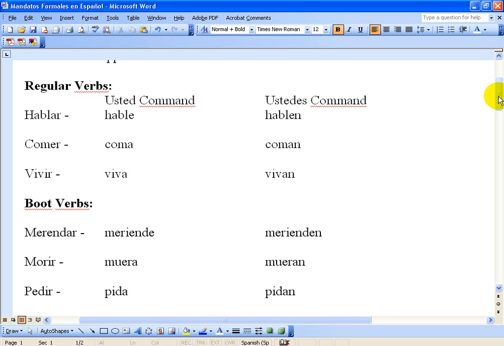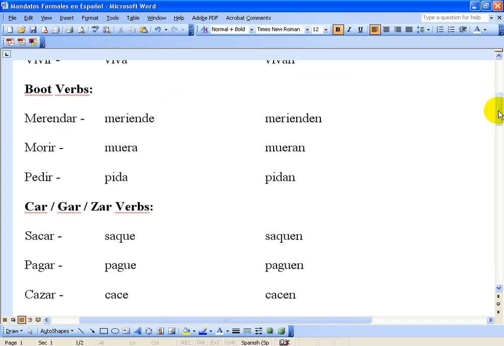Morir is a boot verb where the O changes to UE, so hopefully you won't ever have to tell anybody this, but muera would be the usted command, and mueran would be the ustedes command. And pedir is a boot verb where the E changes to an I, so pida and pidan are the commands. Let's look at car, gar, zar verbs.